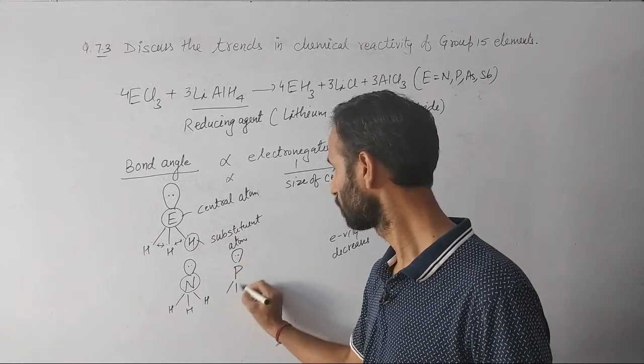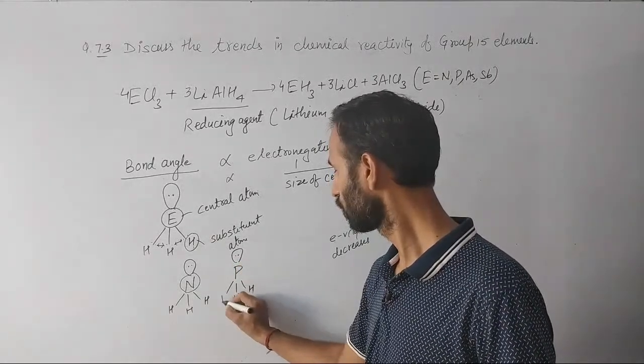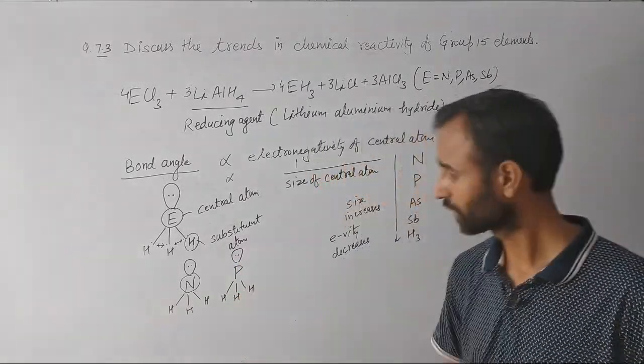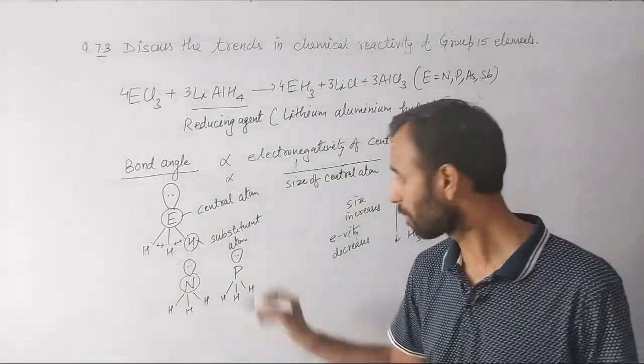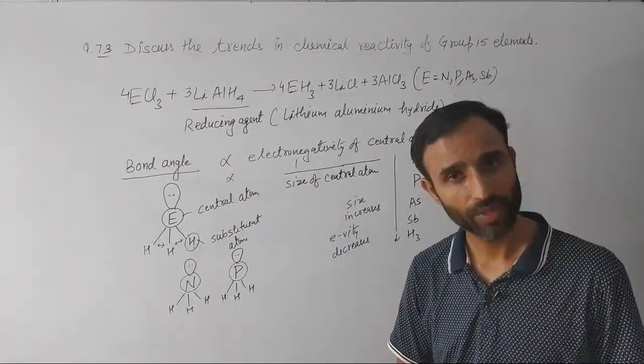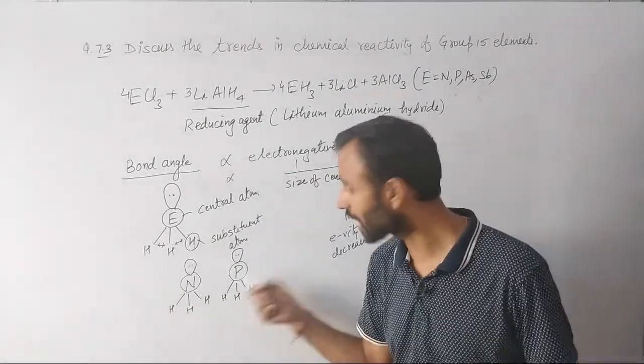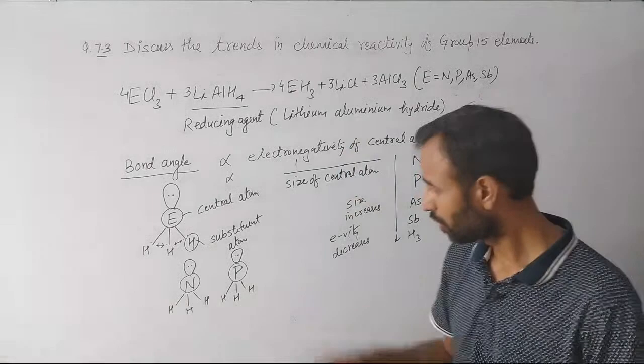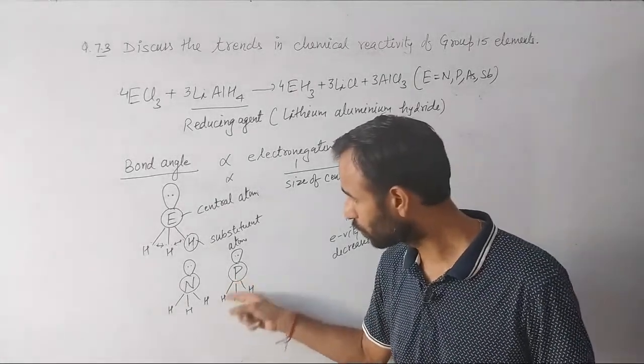Now PH3. In PH3, phosphorus is somewhat larger in size. As phosphorus is large in size, the bond pair moves away from it.